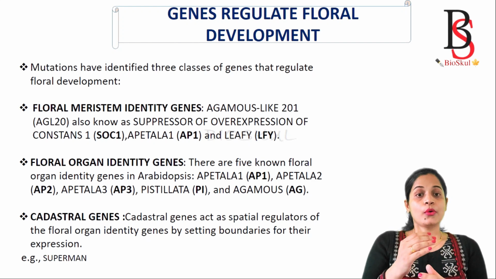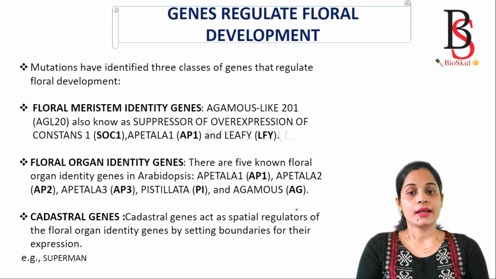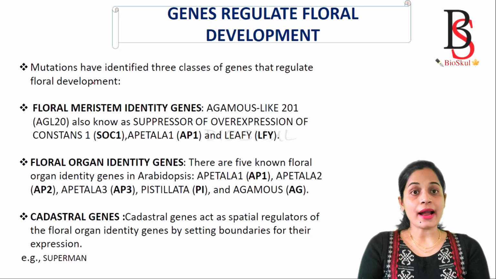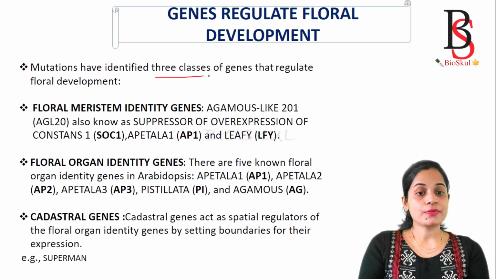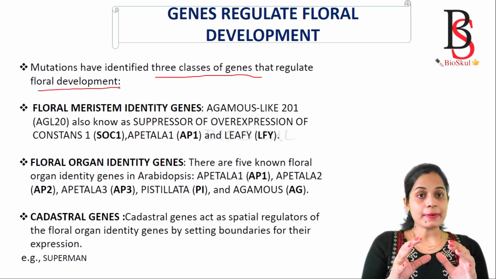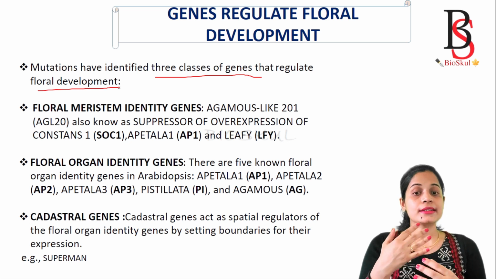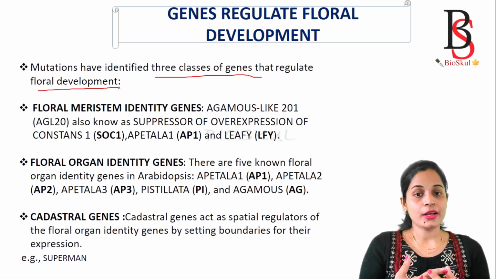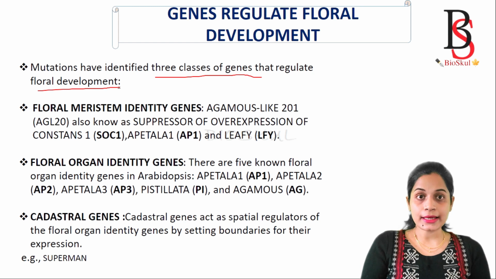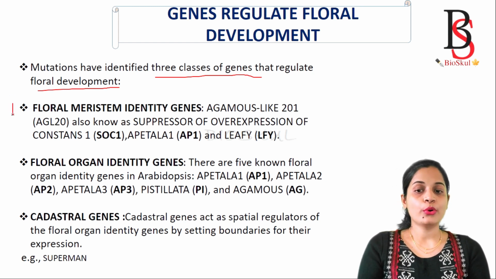Now we'll see what are the genes that regulate the floral development. Okay, so mutations have identified 3 classes of genes which regulate the floral development, and this part is important. You have to memorize the genes that regulate the floral development. So let's see what are the 3 classes of the genes. The first class of gene is known as the floral meristem identity genes.